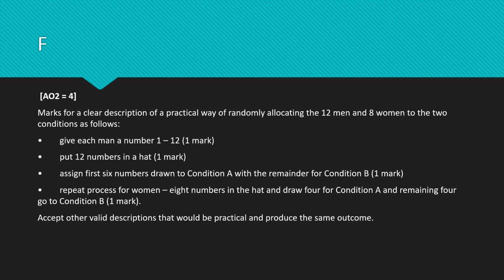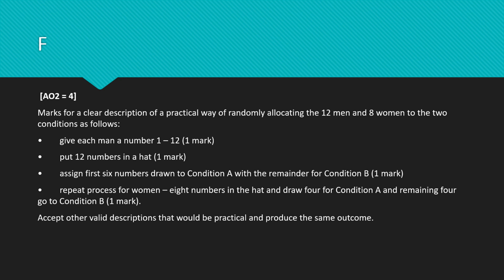You could have said that you put all the males into a hat, all the females. But what you need to make sure that you do is say that it'll be 12 males and 8 females that are used. So she needs 6 males and 4 females in one group, 6 males, 4 females in another. So you could have said give each man a number 1 to 12, so next to their name, 1 to 12. Put all 12 numbers in a hat. The first 6 drawn go into condition A, the remainder are condition B.